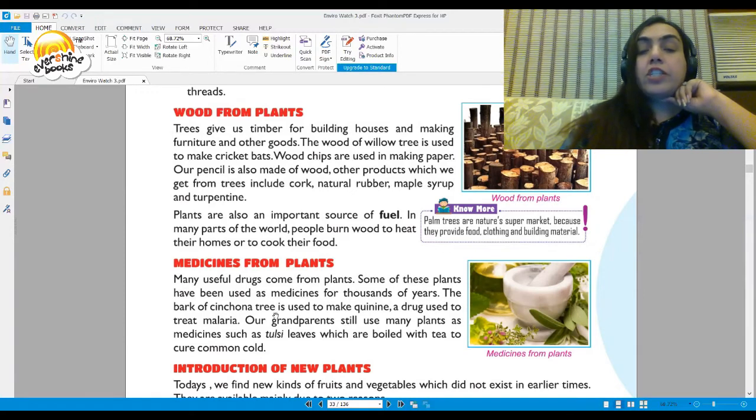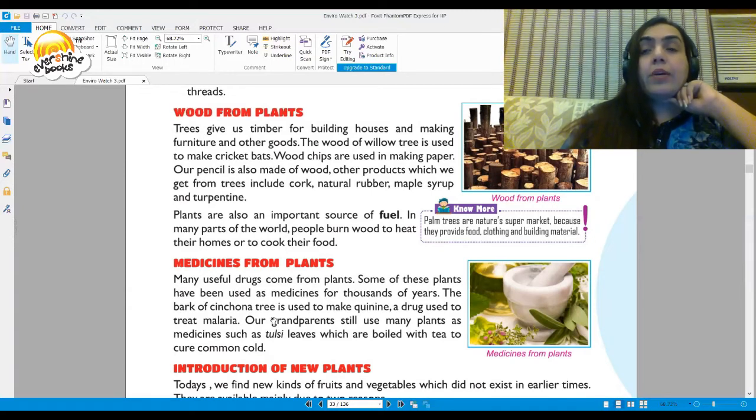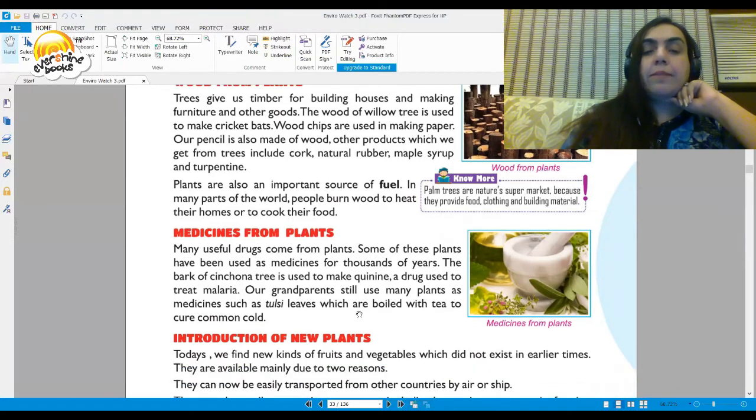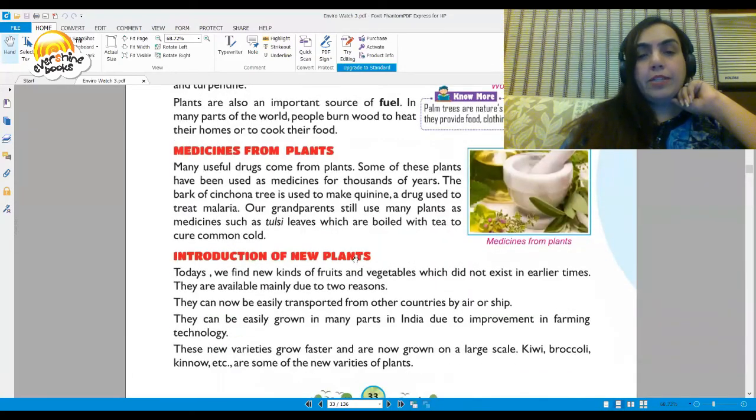The bark of the cinchona tree is used to make quinine, a drug used to treat malaria, and now it is used even for the treatment of coronavirus. Our grandparents still use many plants as medicines, such as tulsi leaves, which are boiled with tea to cure common cold. Introduction of new plants.